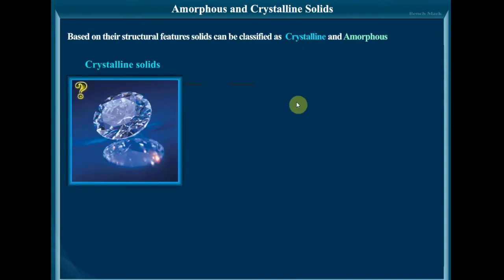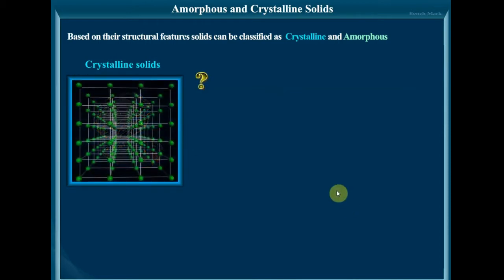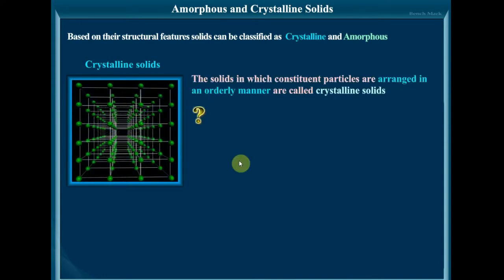Crystalline solids, as you can see here, this is an example of it. The solid here, diamond, is a crystalline solid. So what are crystalline solids? The solids in which the constituent particles are arranged in an orderly manner are called crystalline solids. You can see here the arrangement is really orderly.